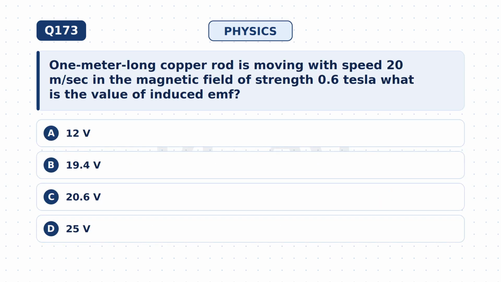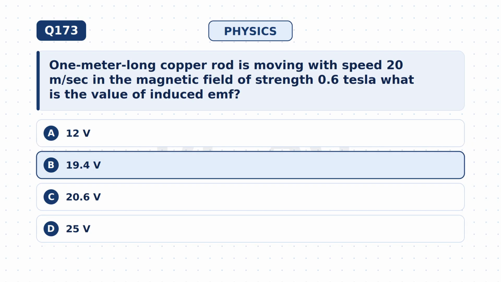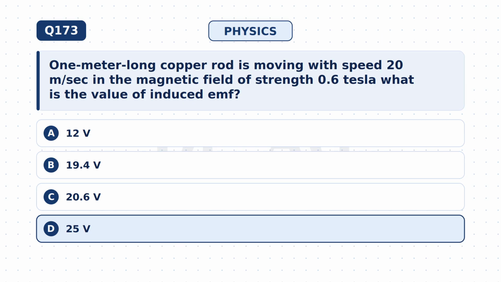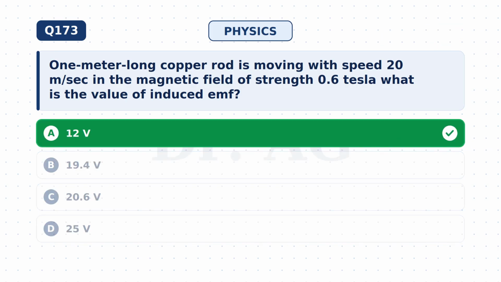Question 173. A 1 meter long copper rod is moving with speed 20 meters per second in the magnetic field of strength 0.6 Tesla. What is the value of induced EMF? Option A, 12 volt. Option B, 19.4 volt. Option C, 20.6 volt. Option D, 25 volt. The correct answer is A, 12 volt.